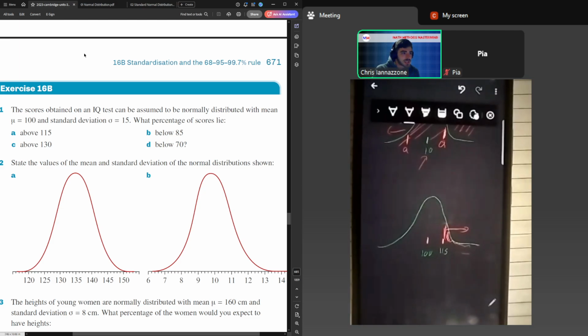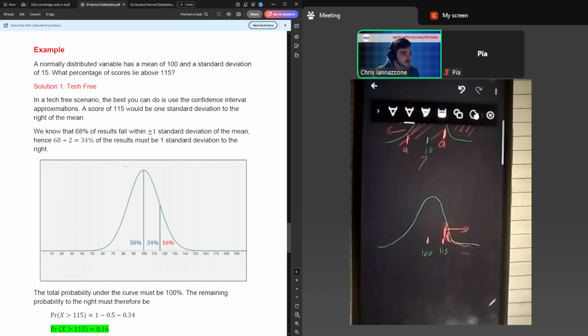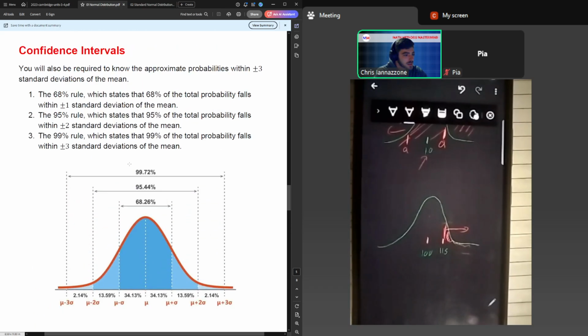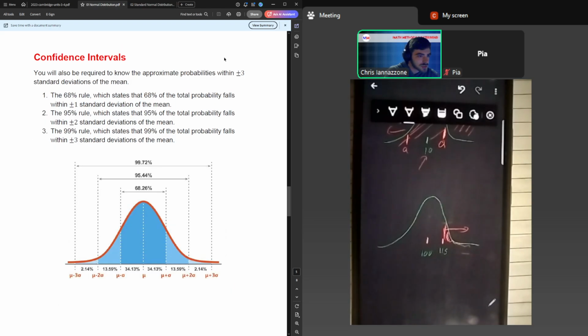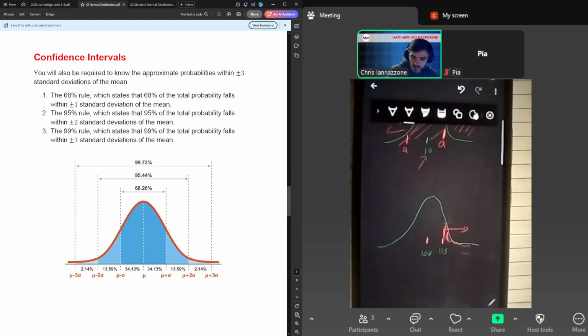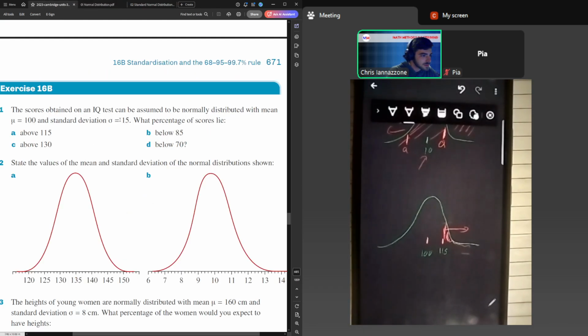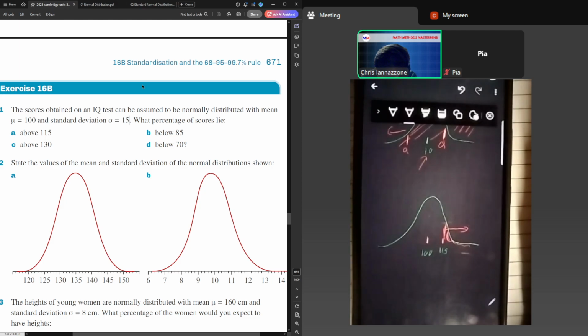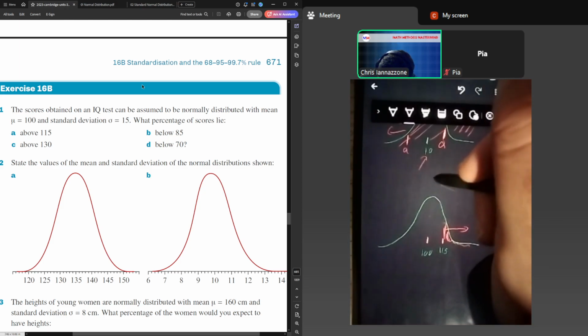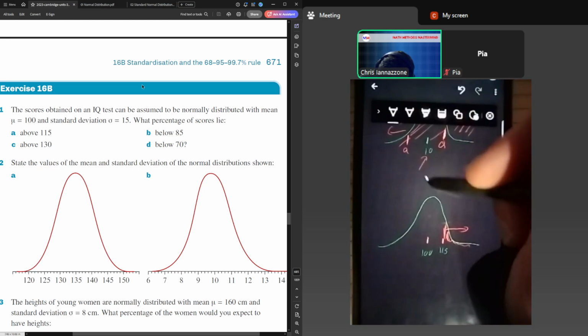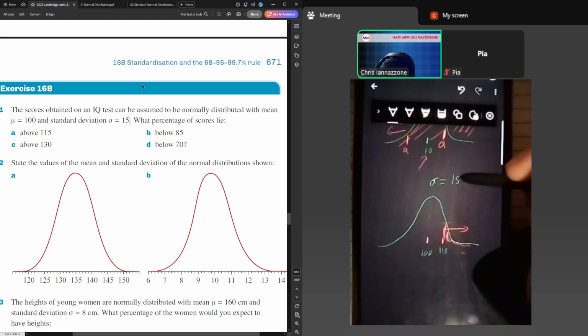The question then becomes, how do we do that? Well, that's where using our confidence intervals comes into play. So you can make use of the 68, 95, or 99% rules. So what I'll do is I'll do a screen grab of that, see if you can work one out from that. Knowing the standard deviation will be important. Standard deviation is 15 in this case.